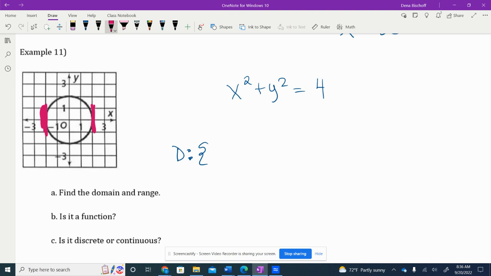Yeah, -2 and 2. So we're going to write it like -2 less than or equal to X less than or equal to 2. That's our compound inequality to represent the domain. What about the range?